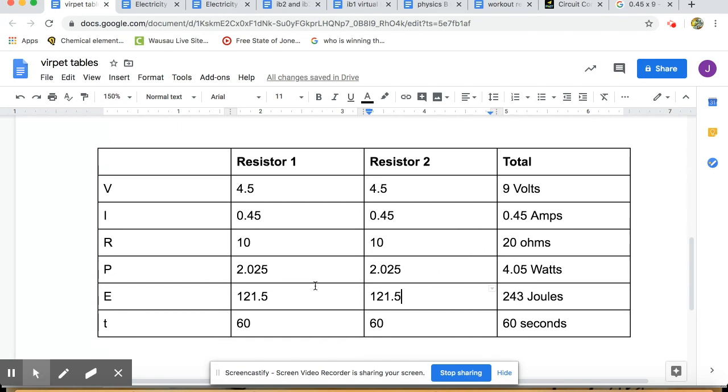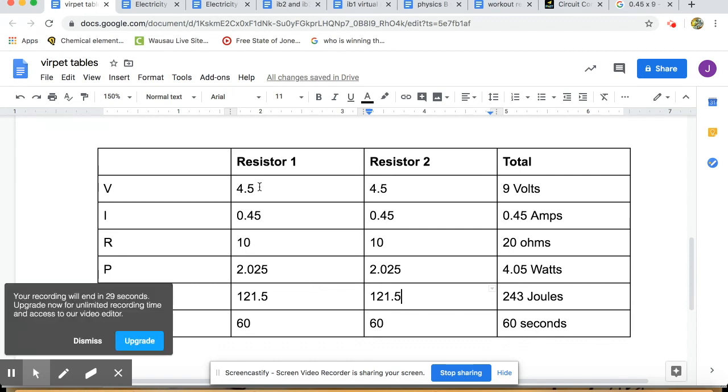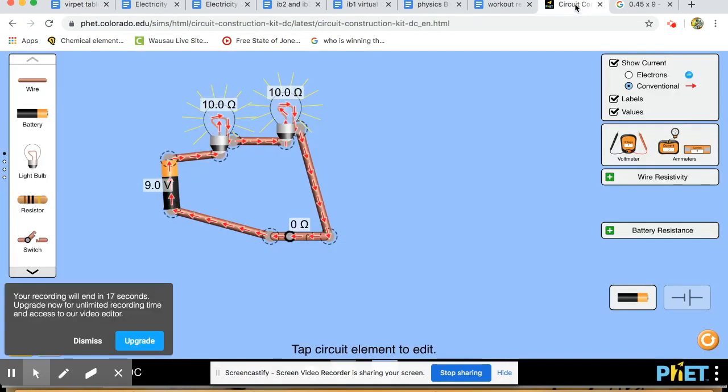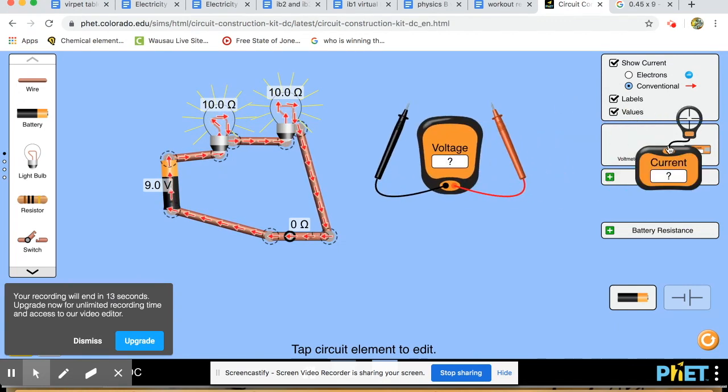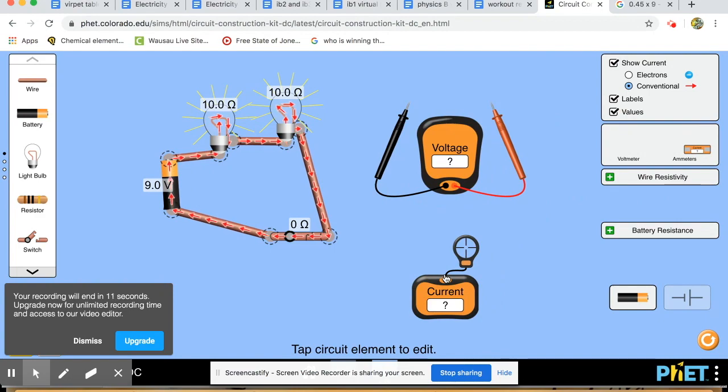So now I know everything about this circuit. I know that this resistor has 4.5 volts, this one has 4.5 volts, this one has 0.45 amps, this one has 0.45 amps. I know how much energy and power they use, and let's actually check that. I'm going to go back to the circuit and check that using a voltmeter and an ammeter. I'll check those values to see if they're correct.